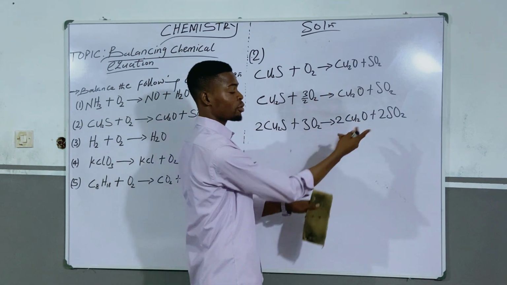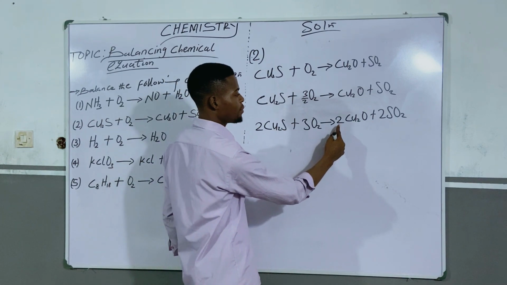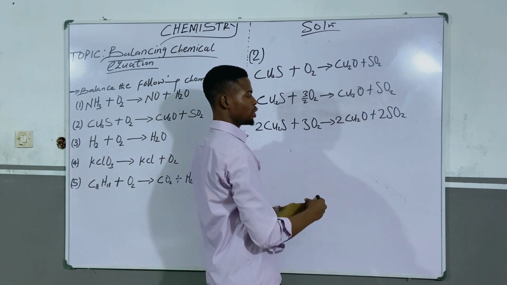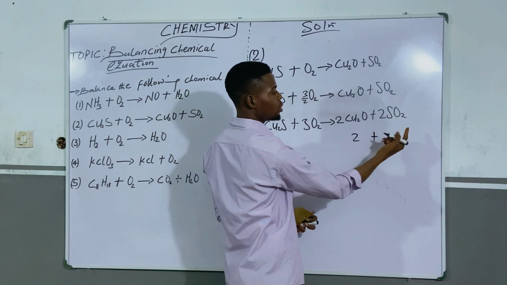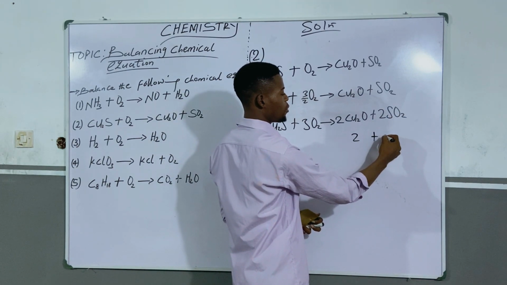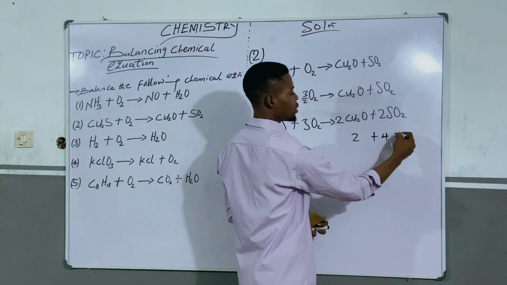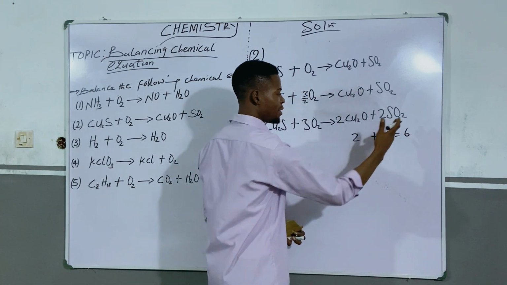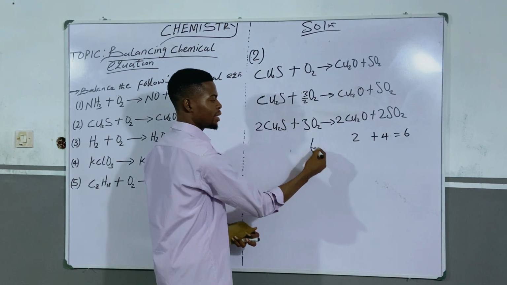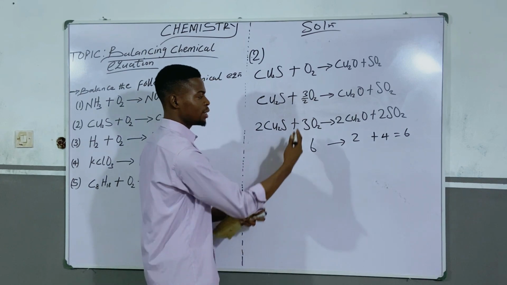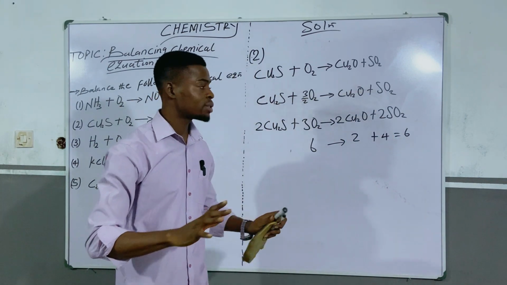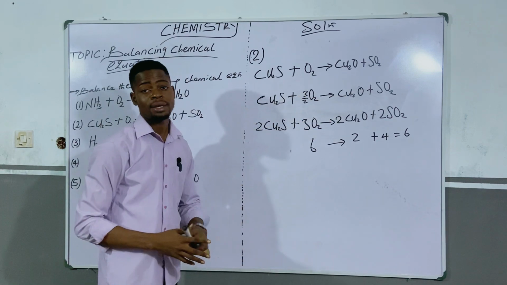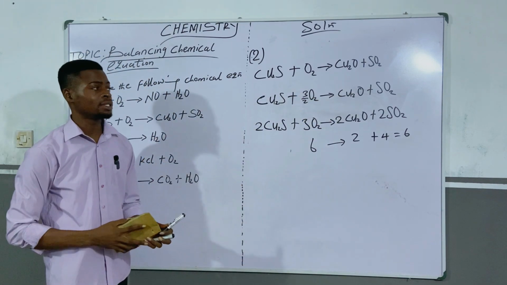Okay, let's check the number of oxygen at the product side. We have 2 oxygen here, plus 4 here, which gives us a total of 6. So we have 6 here and 6 here. 6 in the reactants and 6 in the products. That means oxygen is balanced. So everything is balanced, and that is for this equation.